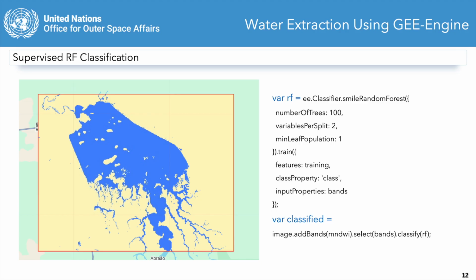The MNWI, or Modified Normalized Difference Water Index, can also be added as an input feature to enhance water information. By combining spectral bands and water indices, the classifier can more accurately separate water bodies from land areas. The final classification map shows the spatial distribution of water bodies in the study area.